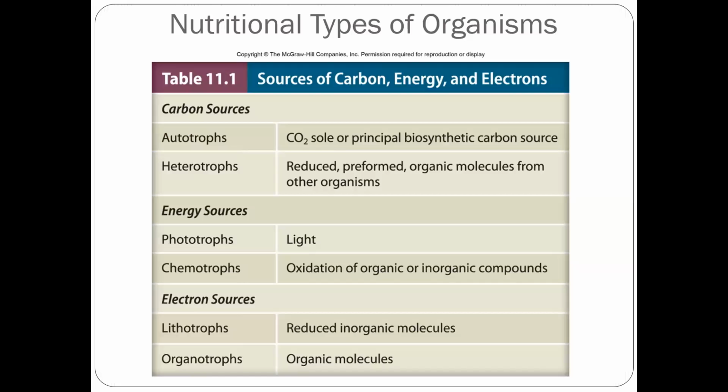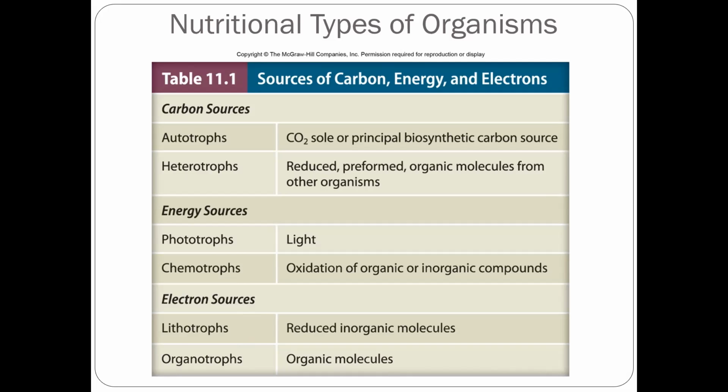So first, this is the nutritional types of organisms. Based on the nutritional types of the organisms, the sources of carbon, energy, and electrons, we could categorize bacteria into autotrophs and heterotrophs. Autotrophs use carbon dioxide as the only biosynthesis carbon source. Heterotrophs use others, most of them molecules from other organisms.